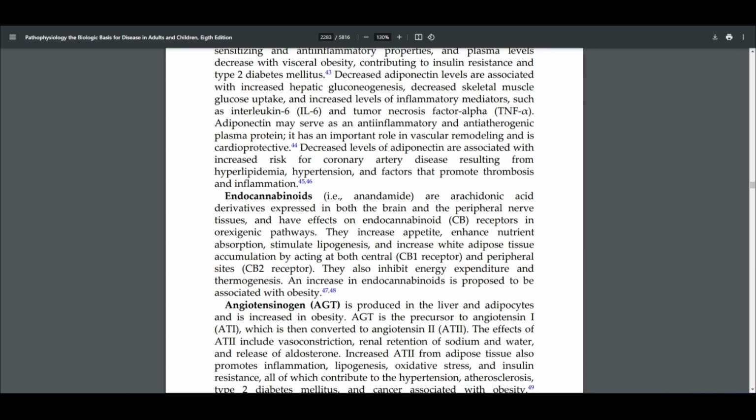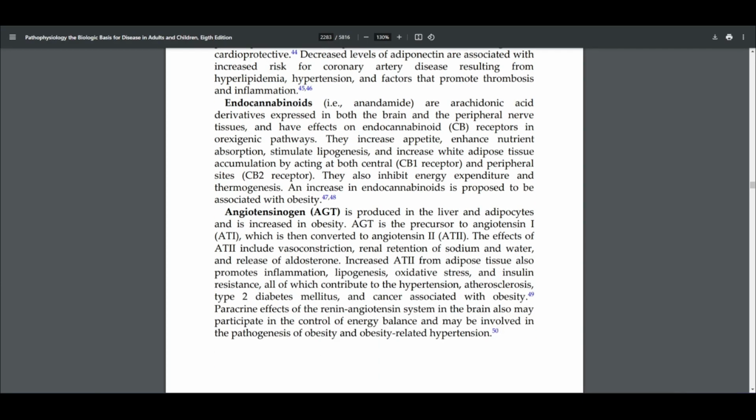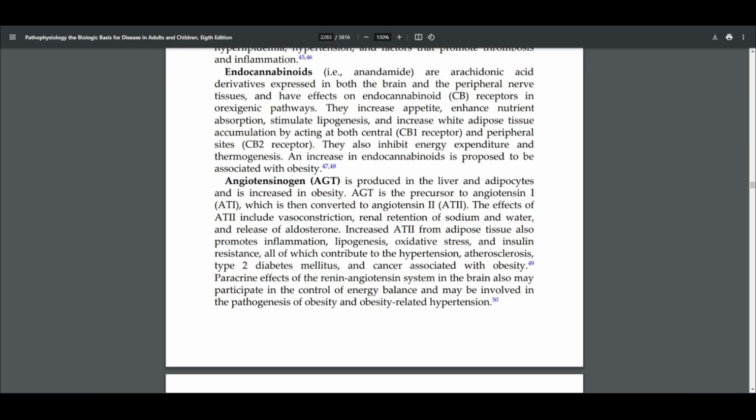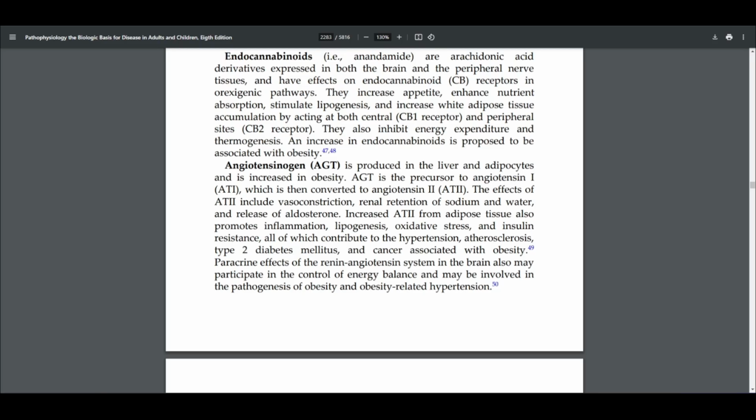Endocannabinoids, such as anandamide, are arachidonic acid derivatives expressed in both the brain and the peripheral nerve tissue and have effects on endocannabinoid receptors and orexigenic pathways.